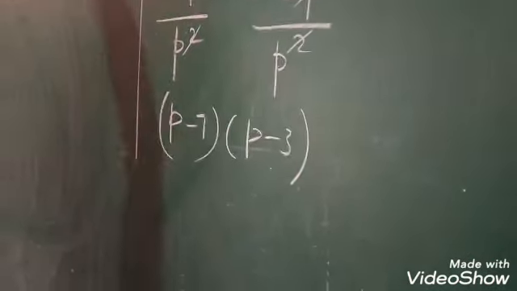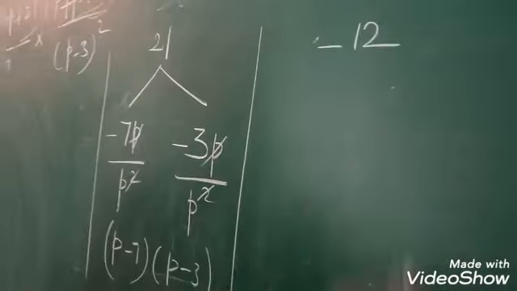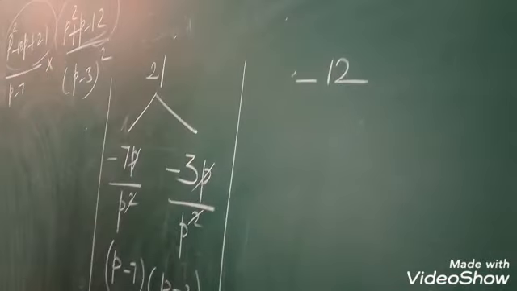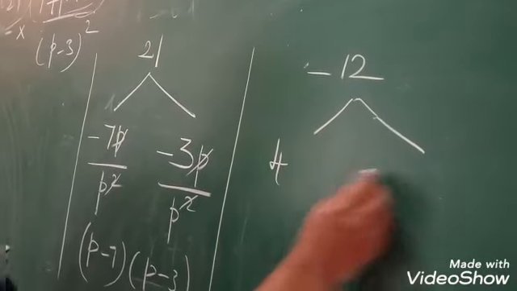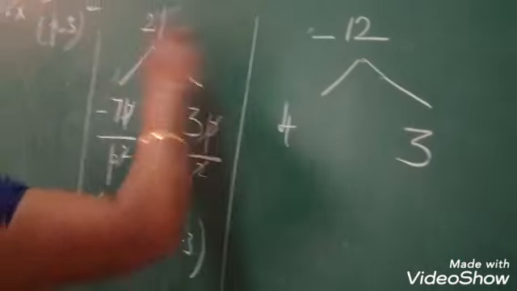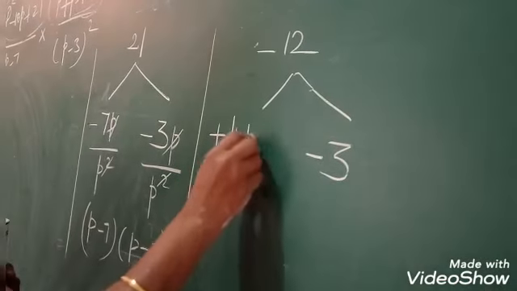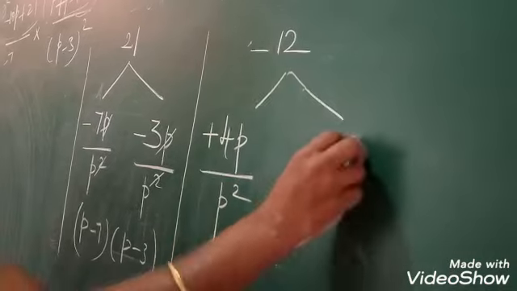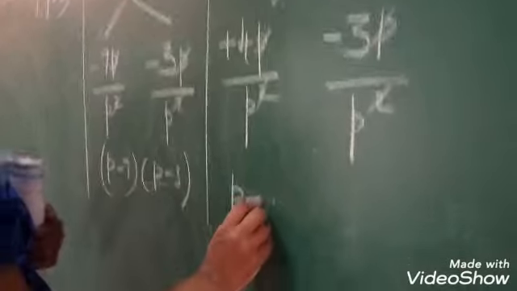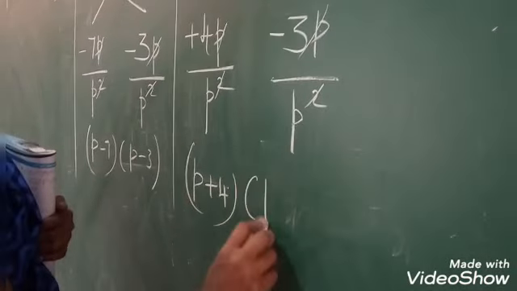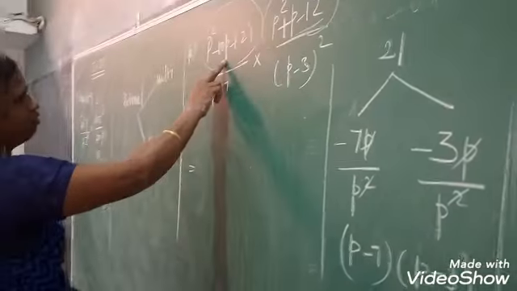Then the other numerator: if you multiply you will get minus 12, and if you add you will get 1. Here the p before 1 is there, girls. So the factors are 4 threes are 12, plus 1. The bigger number is plus and the smaller is minus. Now put the variable p squared, p. The factors are p plus 4 and p minus 3. Now apply them in these numerators and simplify.